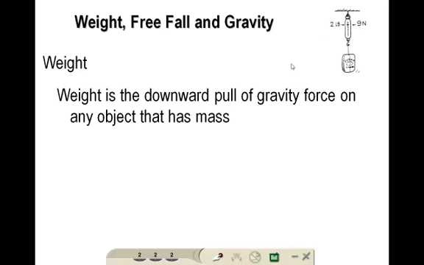The definition of weight is the downward pull of gravity force on any object that has mass. Okay? I'll give you a second to write this down.